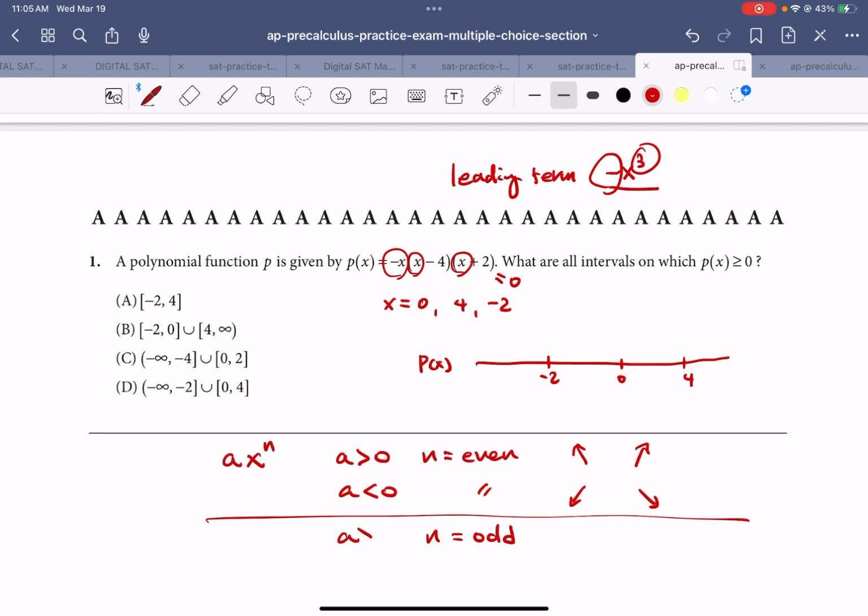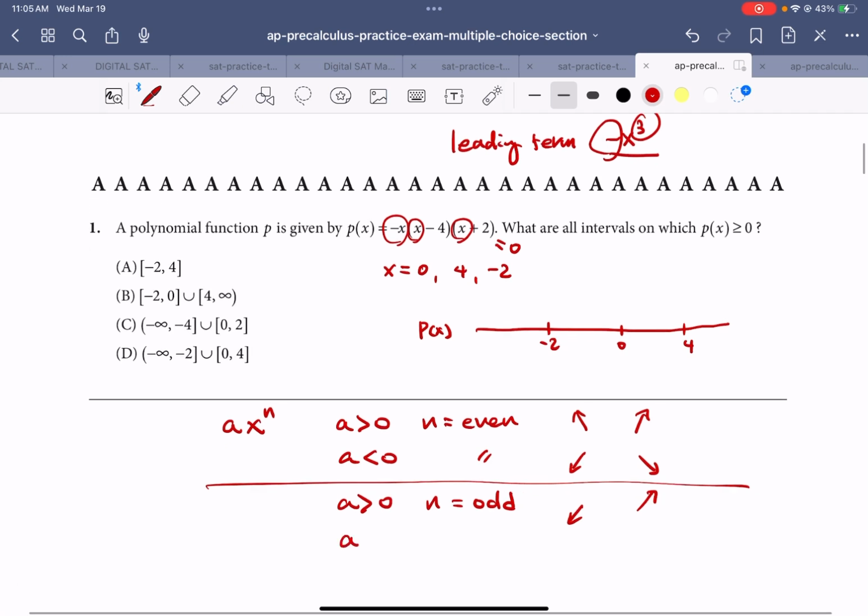If the leading coefficient is positive, then the left-hand side goes down and the right-hand side goes up, okay? And if a is negative and n is also odd, then the left-hand side goes up and the right-hand side goes down, okay? Those concepts are the key for this problem. So let's mark it.